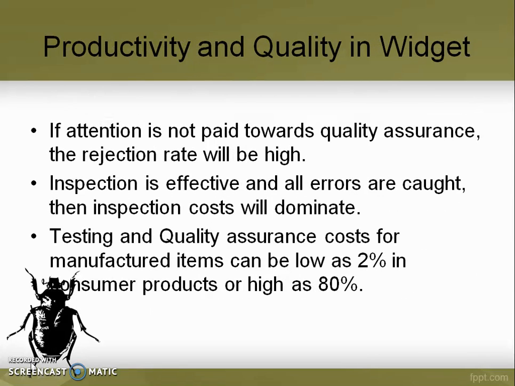If attention is not paid towards quality assurance, the rejection rate will be high. If inspection is effective and all errors are caught, then inspection cost will dominate. Testing and quality assurance cost for a manufactured item can be as low as 2% in a consumer product or as high as 80%.